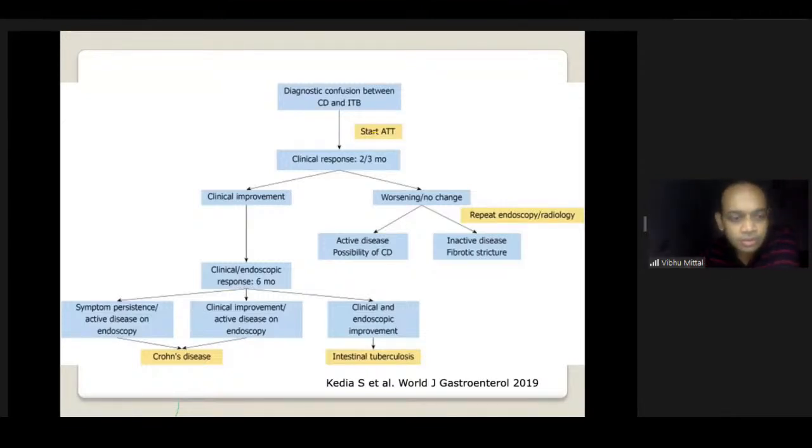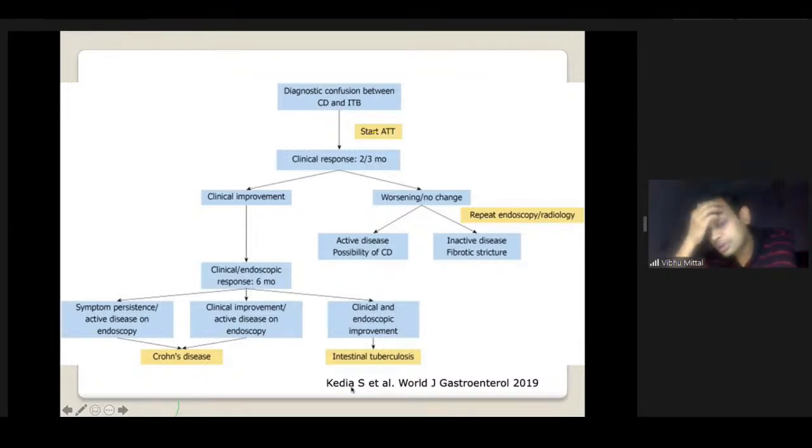So if there is clinical and endoscopic improvement, it was intestinal tuberculosis. If symptoms persist and there is active disease on endoscopy, it is Crohn's disease. If the clinical improvement is there, but there is still active disease on endoscopy, it is Crohn's disease. So even if there is a fibrotic stricture, continue it as tuberculosis; the non-response is not because of this being Crohn's disease, it is because of development of a fibrotic stricture. In case of active disease, consider the possibility of Crohn's disease.